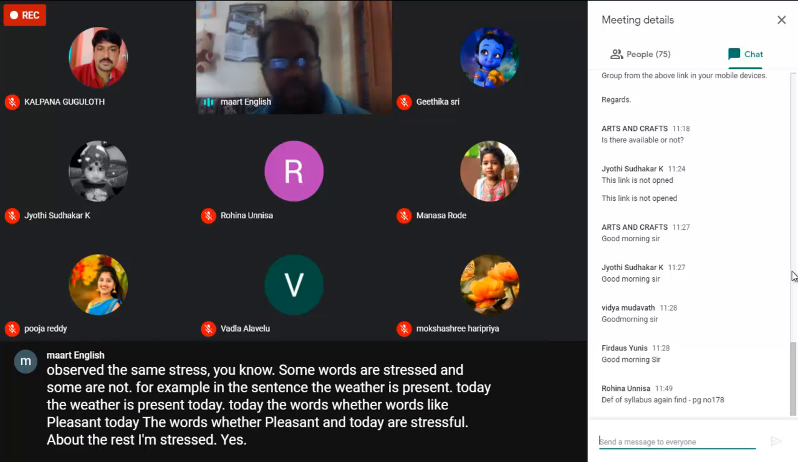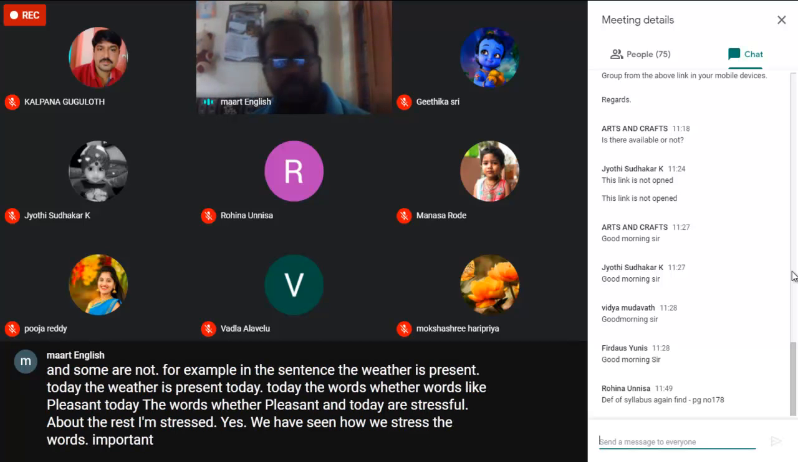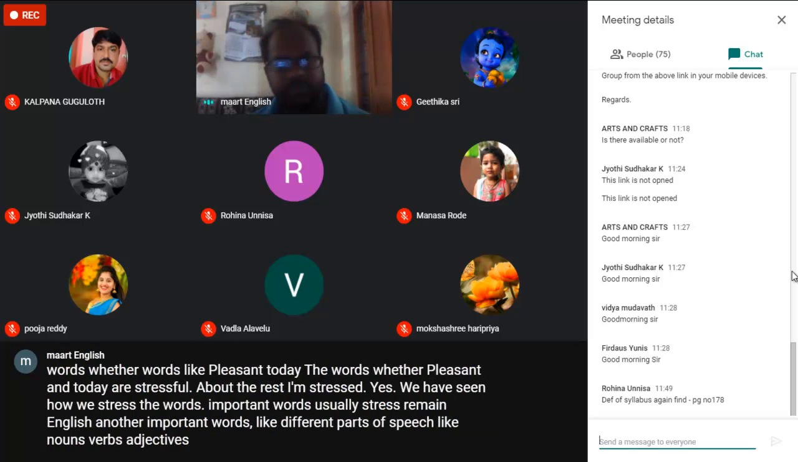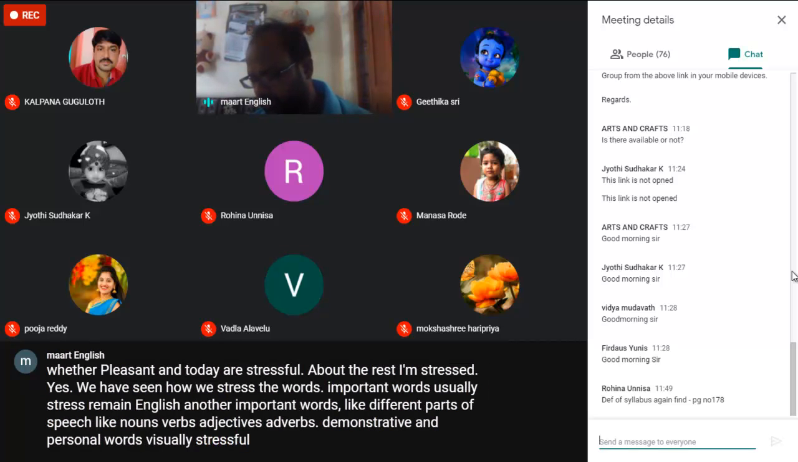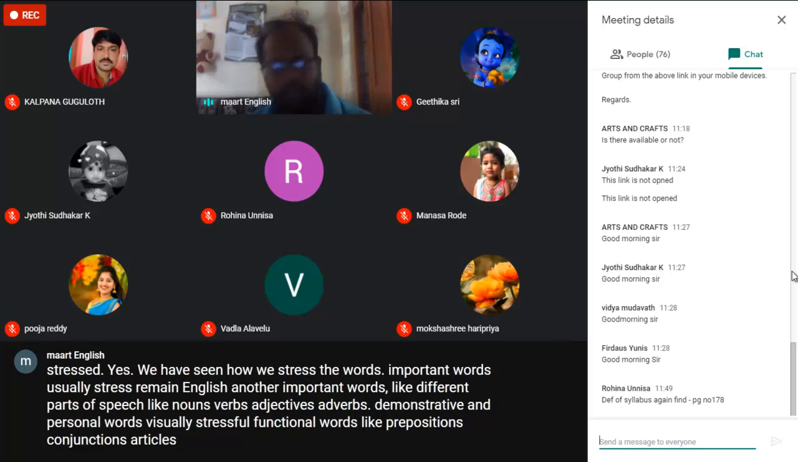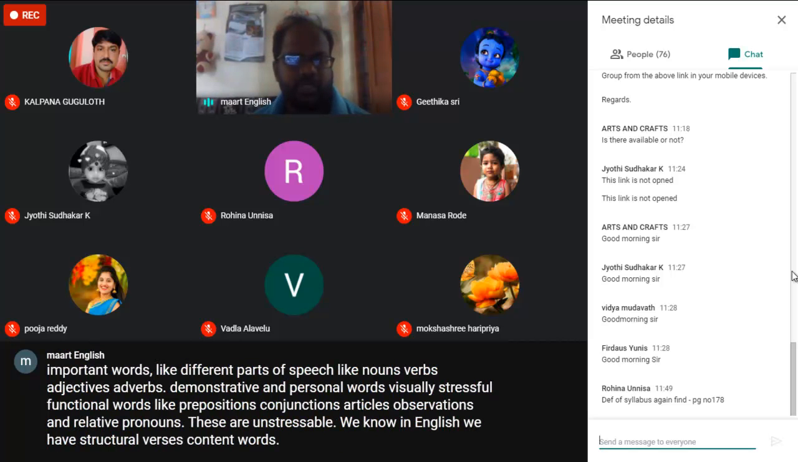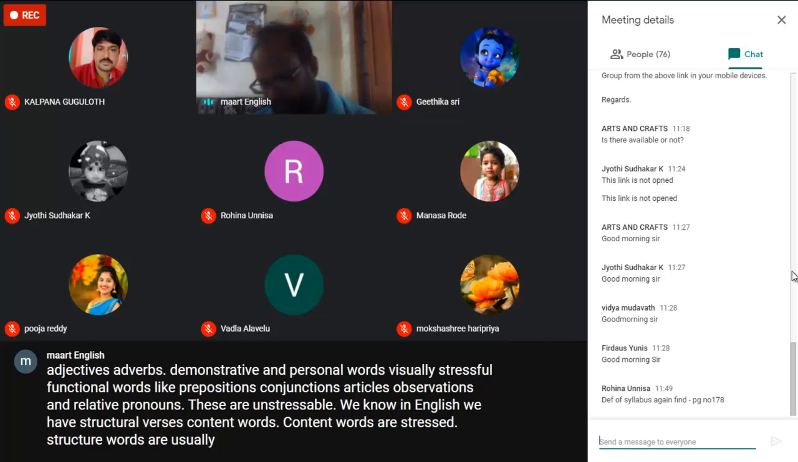Yes. We have seen how we stress the words. Important words are usually stressed in English. What are the important words? Different parts of speech like nouns, verbs, adjectives, adverbs, demonstratives and question words are usually stressed. Functional words like prepositions, conjunctions, articles, auxiliaries and relative pronouns are unstressed. We know in English we have structural words and content words. Content words are stressed. Structural words are usually not stressed.